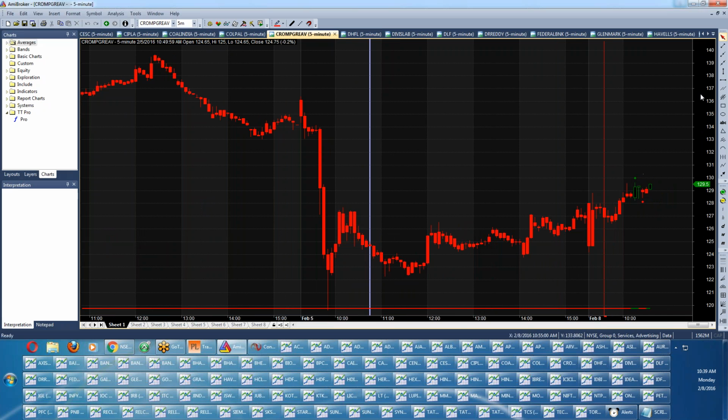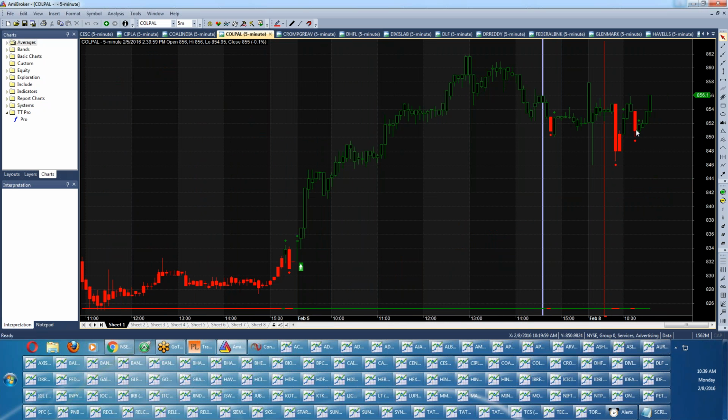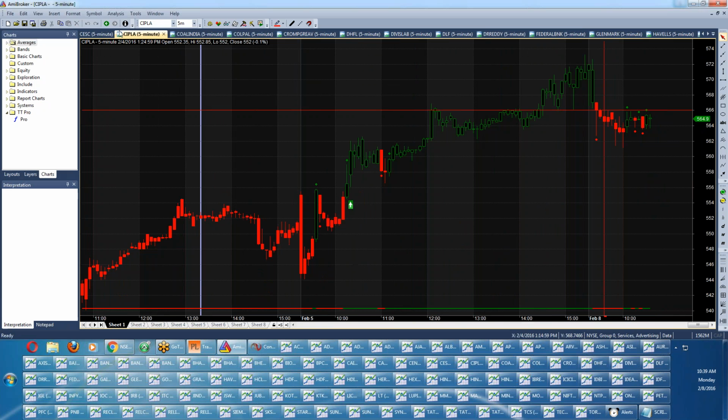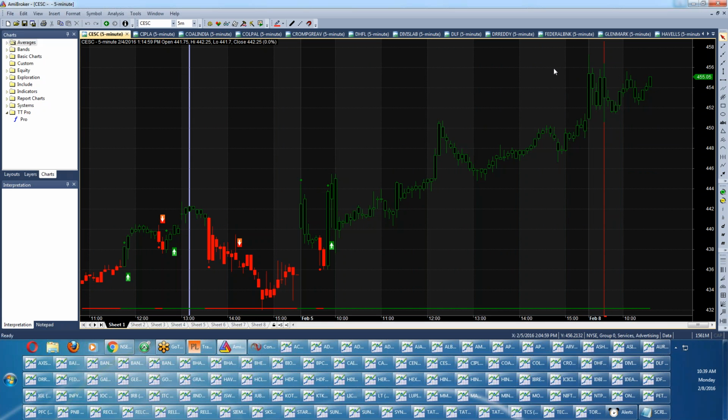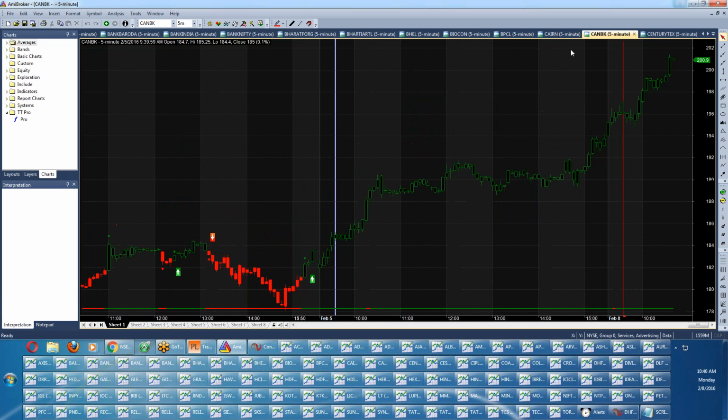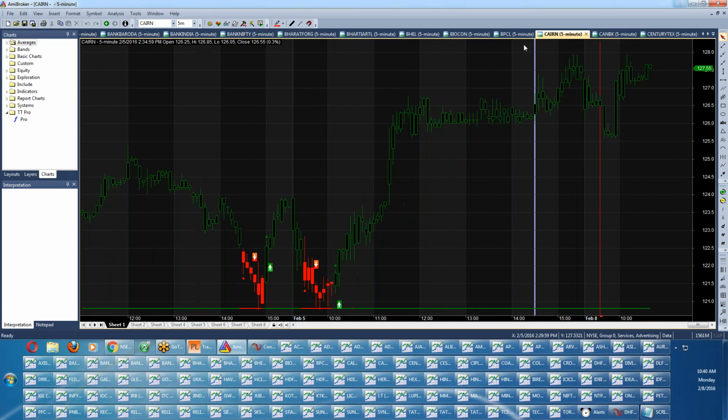So Crompton Greaves, I have a buy alert here. That's the price. You can see that we have a buy alert here. We'll get a confirmation too. So it's already in profit. Century Textiles, Can Bank, Can.